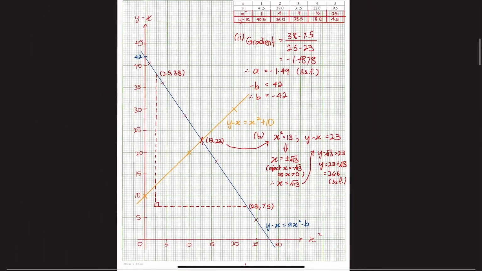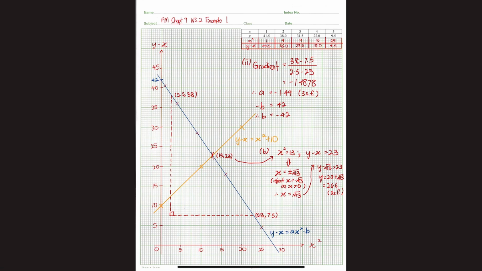Alright, so this is for example 1. Feel free to pause the video if you need more time to write down the workings on your graph paper. We'll now move on to example 2.